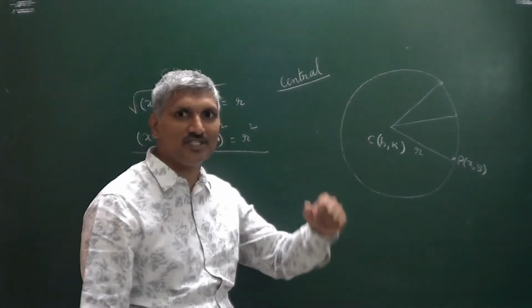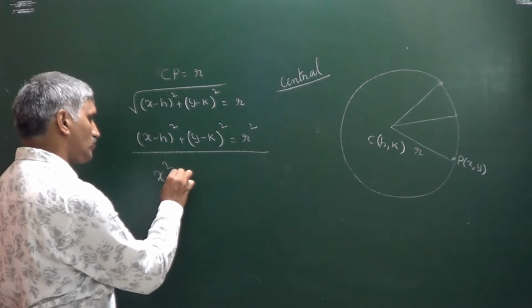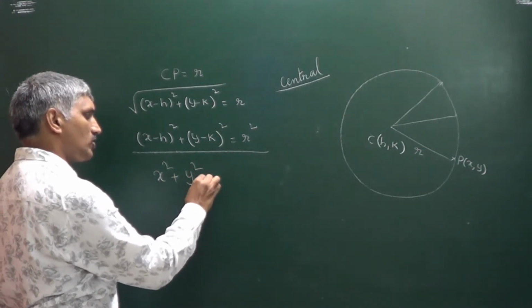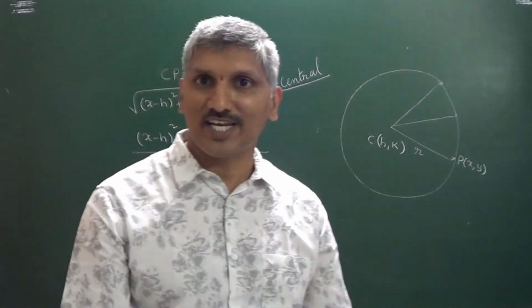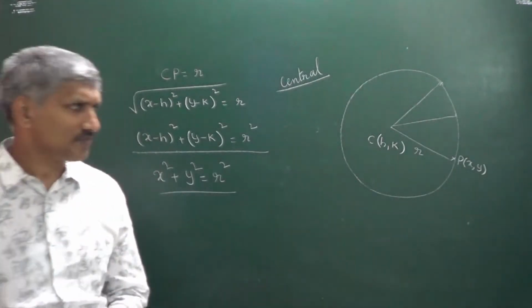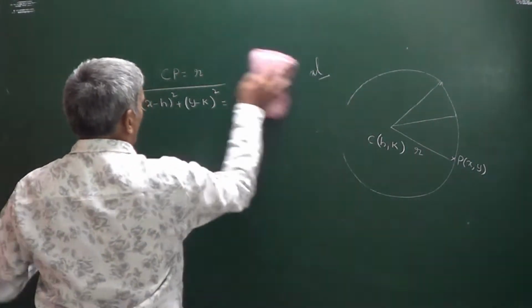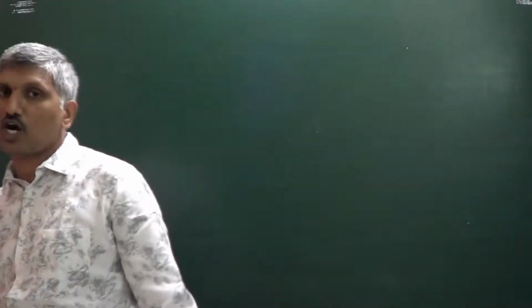If the center is (0, 0), then the equation of the circle is x square plus y square equals r square. That is the equation of a circle with the center (0, 0) and radius r. Okay sir, I got the information, it's clear. With the center (h, k) and radius r, the equation of the circle is (x minus h) whole square plus (y minus k) whole square equals r square.